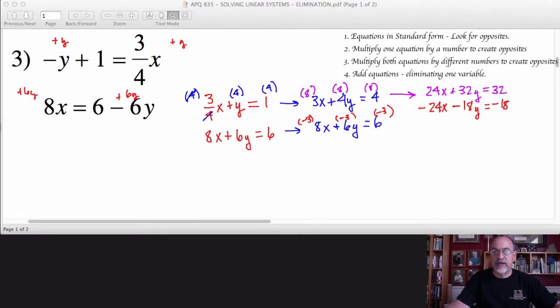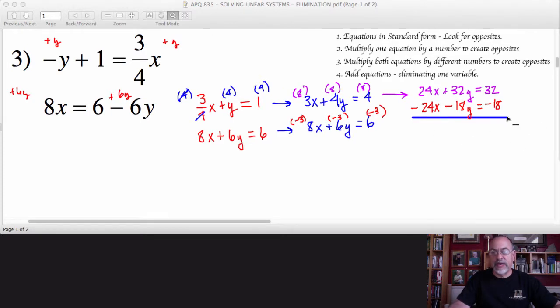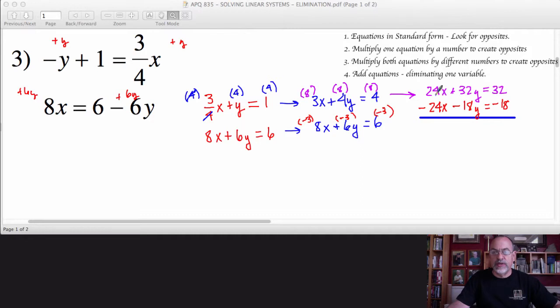So now that I have created my opposites, I can go ahead and add these two equations together. Okay, and so I have 24, negative 24, which is 0. 32 minus 18 is 14y. And then 32 minus 18 is 14 again. So then we're going to multiply by the reciprocal, or we're going to divide by 14, which is multiplying by the reciprocal. So these 14s reduce, leaving me 1y, which is y. And these 14s reduce to 1, leaving me a value of 1. So the y value of my solution is the number 1.